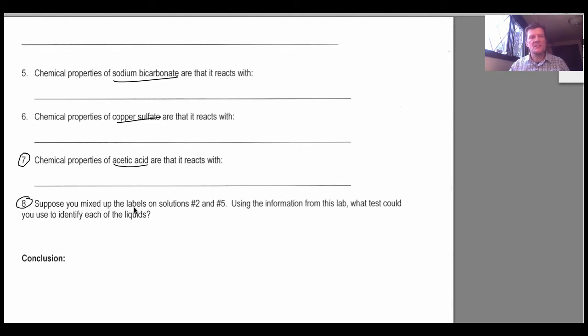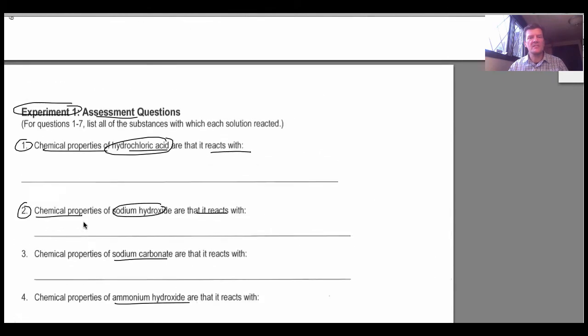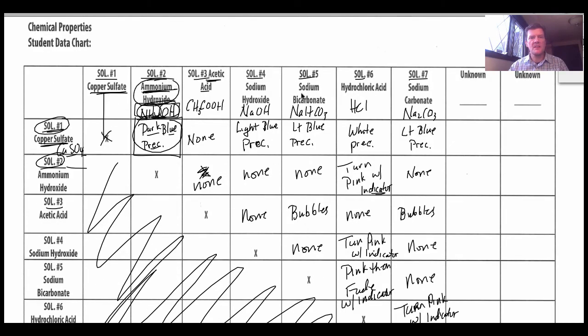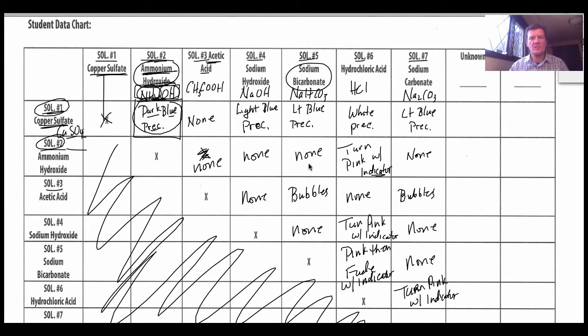Number 8 says, suppose you mixed up the labels in solutions 2 and 3. Using the information from this lab, what tests could you use to identify each of the liquids? All right. So here, if you mixed up solutions 2 and 5, if you mixed up 2 and 5, what could you do to test to identify each of these liquids? So let's look back at 2 and 5. Here's 2, ammonium hydroxide. Here's 5, sodium bicarbonate, right? If you mix those up, well, what do they react with here?